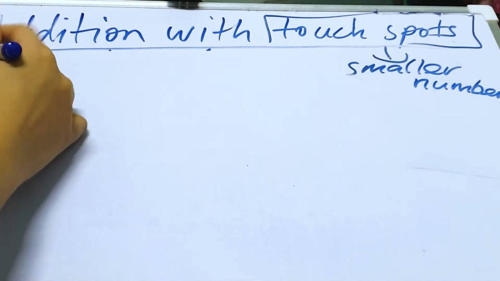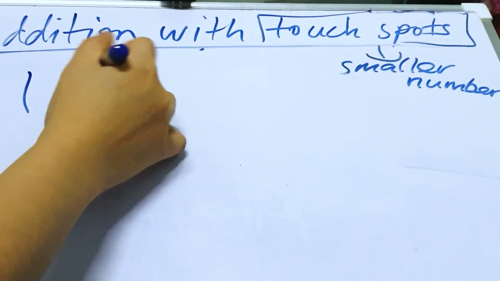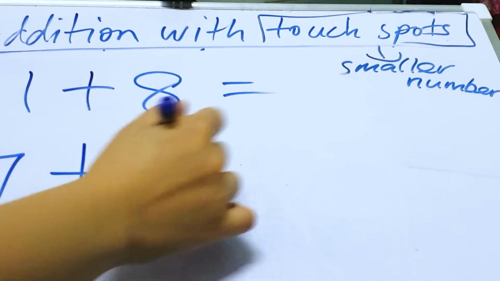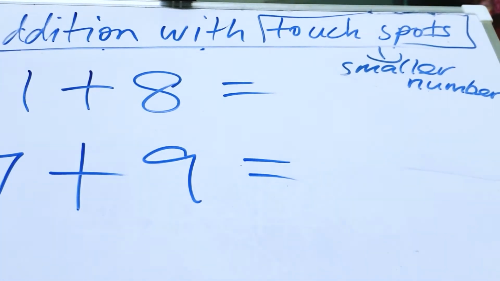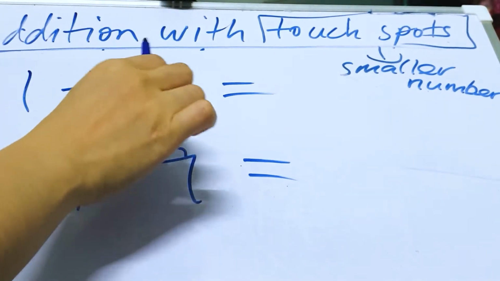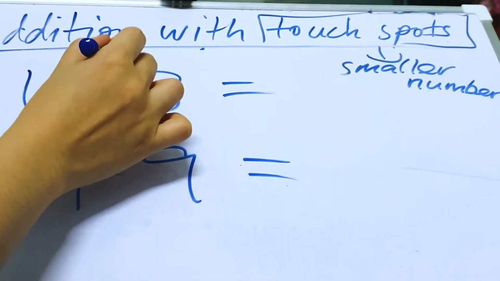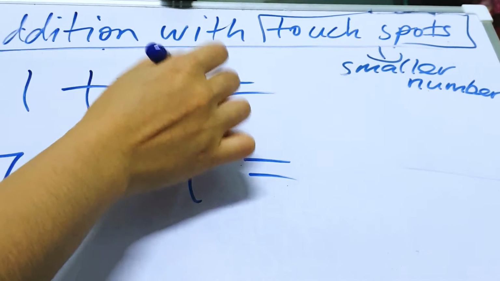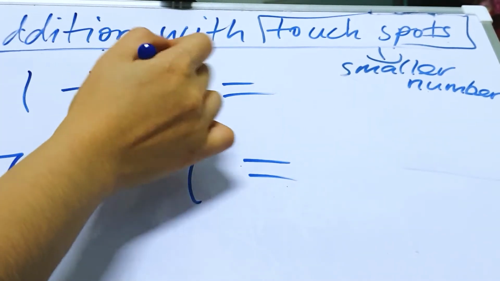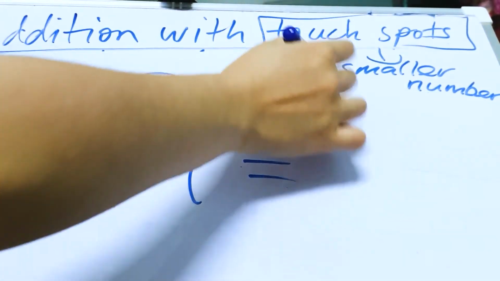If I have a number like 11 plus 8, or a number like 7 plus 9, which one is the smaller number? The smaller number is 8. So 1, 2, 3, 4, 5, 6, 7, 8. So 11, 12, 13, 14, 15, 16, 17, 18, 19. So the answer is 19.